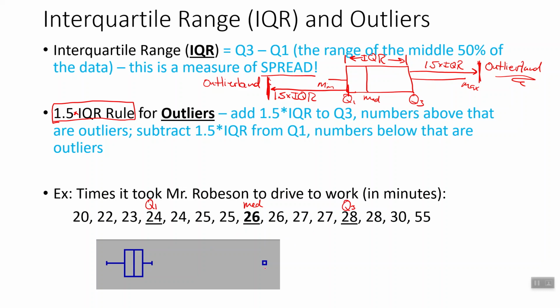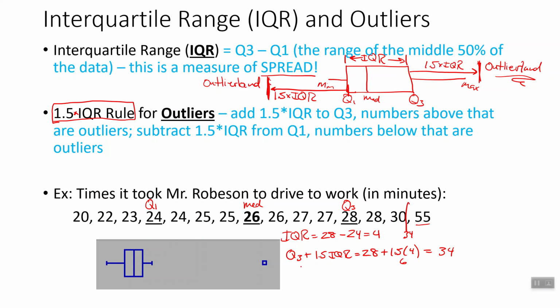This box plot definitely has an outlier. It's way up here, that 55. But to calculate that for sure, we find our IQR. That's Q3, which is 28, minus Q1, which is 24, which gives us 4. Then to get our top one, Q3 plus 1.5 times the IQR. So Q3 is 28 plus 1.5 times 4. 1.5 times 4 is 6. 28 plus 6 is 34. So anything above 34, which is right around there, would be an outlier.